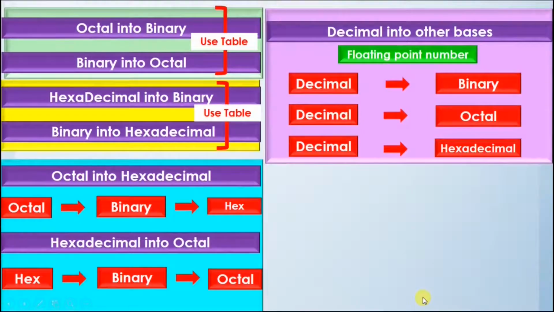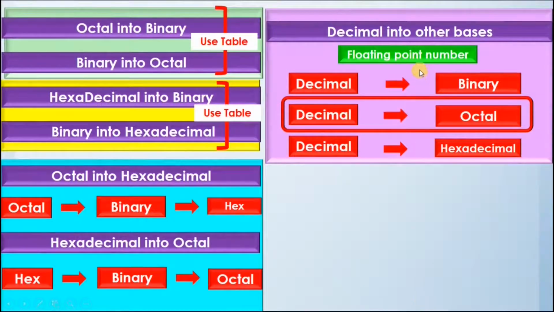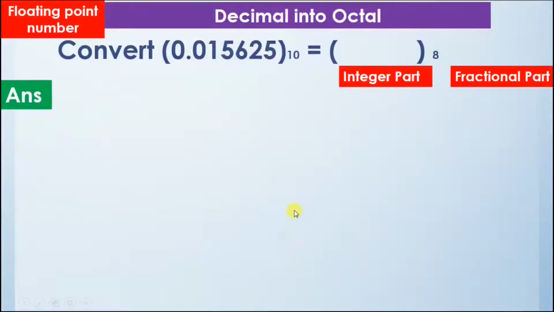So now we will see how to convert decimal into octal using floating point numbers. The procedure is almost the same, but the only difference is that when we were converting decimal into binary, we multiplied the number by 2. But in this case, we will multiply the number by 8 because we have to convert decimal into octal and octal has the base 8. So that's why. So here in this example, we are given the number 0.015625 in decimal and we have to convert it into octal. So let's see how we solve it.